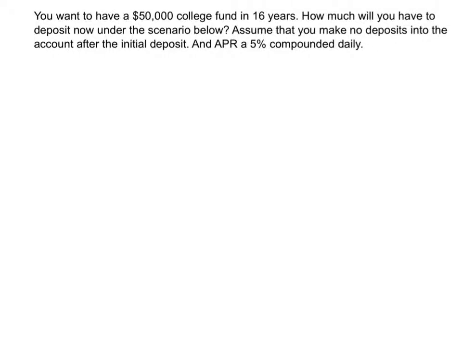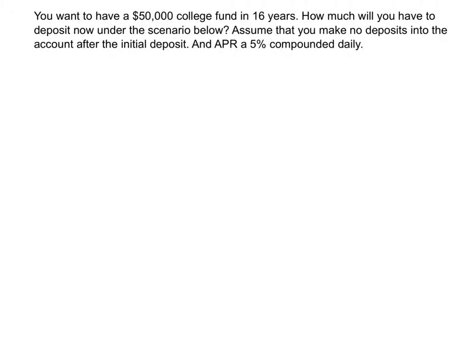Let's take a look at this MyMathLab problem. You want to have a $50,000 college fund in 16 years. How much will you have to deposit now under this scenario below? Assume that you make no deposits into the account after the initial deposit, and the APR is 5% compounded daily.